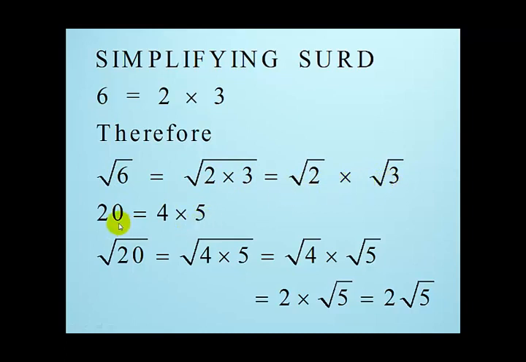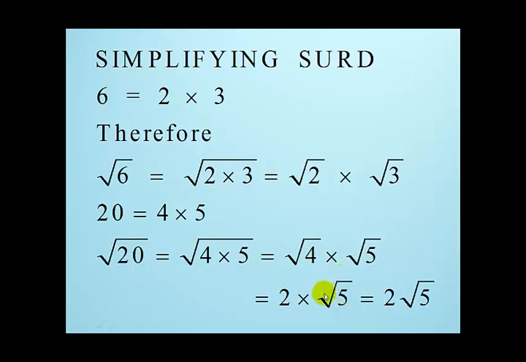Now 20 is also equal to 4 times 5. So when we take the square root of the left hand side, we have the square root of 20. And when we take the square root of the right hand side, we have the square root of 4 times 5. And the square root of 4 times 5 can be expressed as the square root of 4 times the square root of 5. Now the square root of 4 is equal to 2, because 4 is a perfect square. That is why the answer is a whole number without a remainder. So we have 2 times the square root of 5.